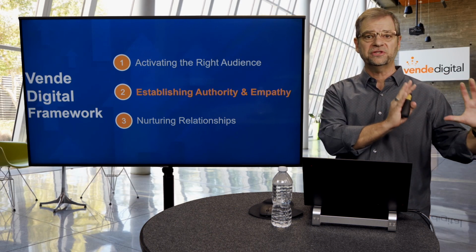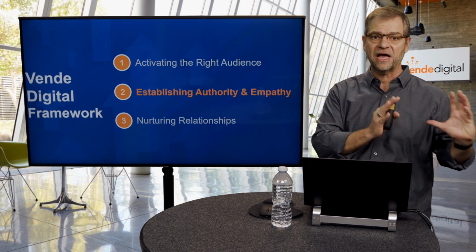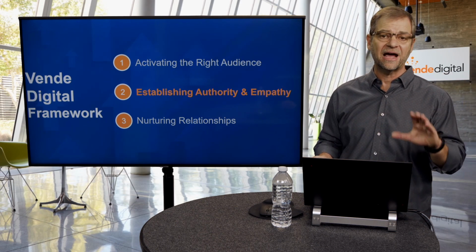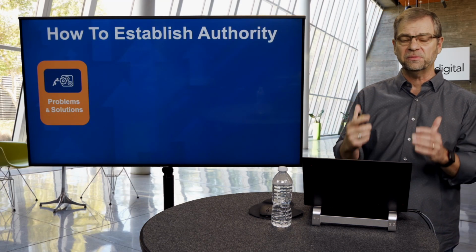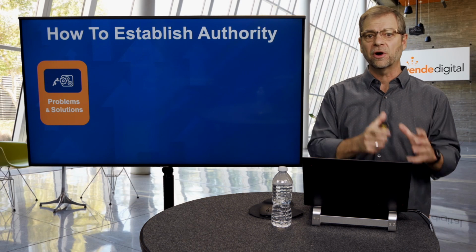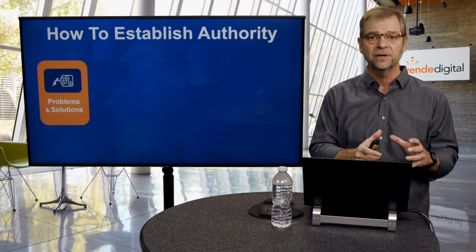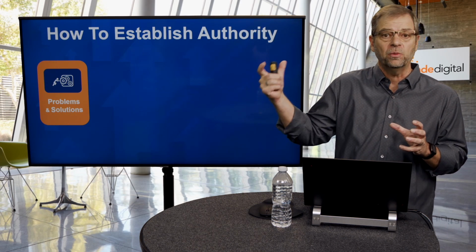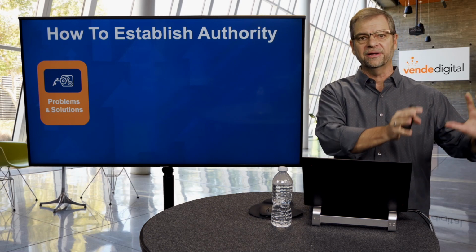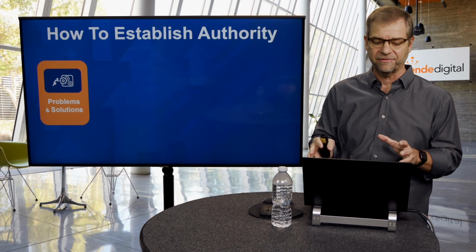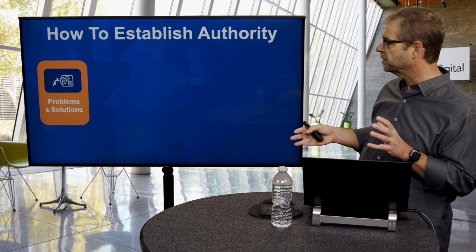Okay, so we just got through talking about activating our audience, and now we need to move into establishing authority. And establishing authority really is all about communicating to our buyer, yes, we are qualified to solve your problem, and we have empathy. We want to solve your problem. And just like activate your audience and just like demand gen, I actually have a little formula here that we're going to take a look at.